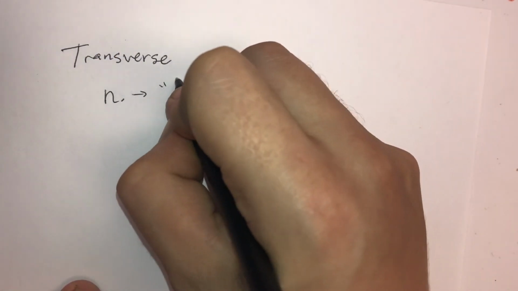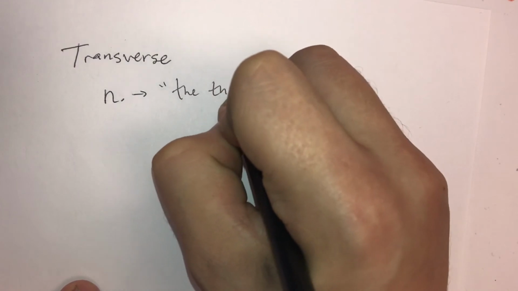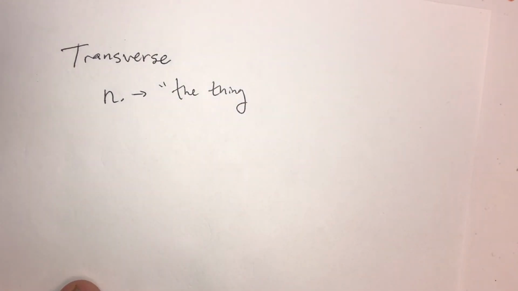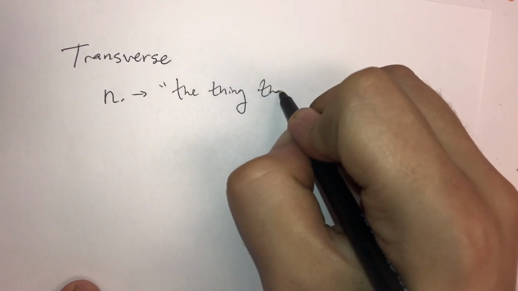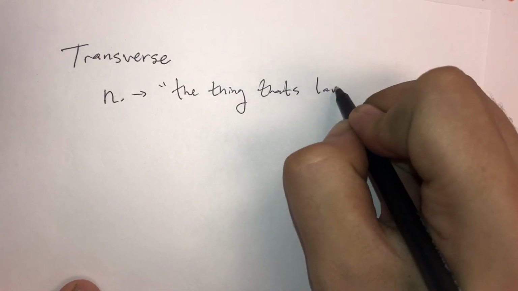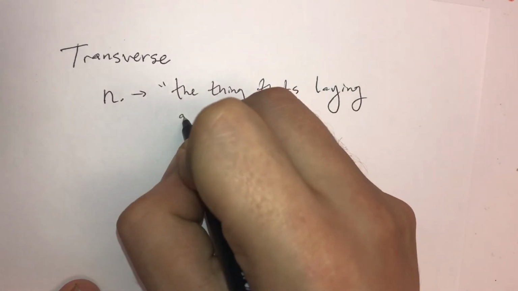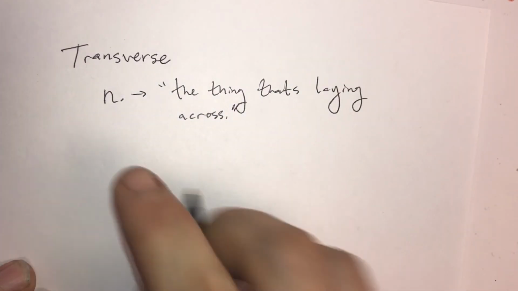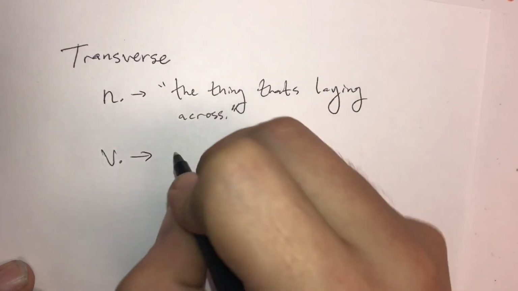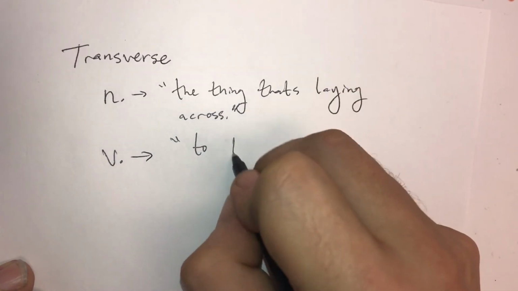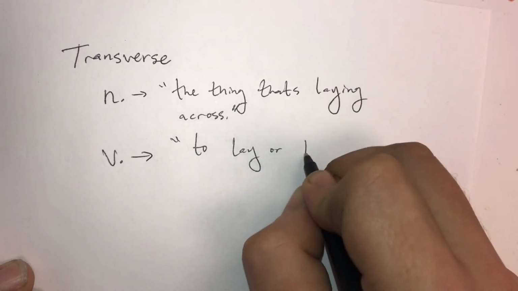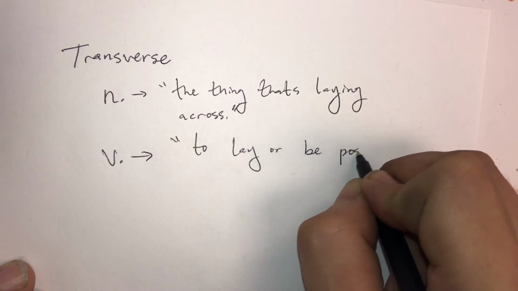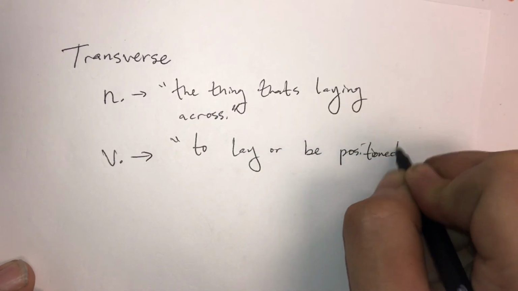If it's a noun, it means basically the thing that's laying across. The thing that's laying across. Why is that? Because the verb means to lay or be positioned across.